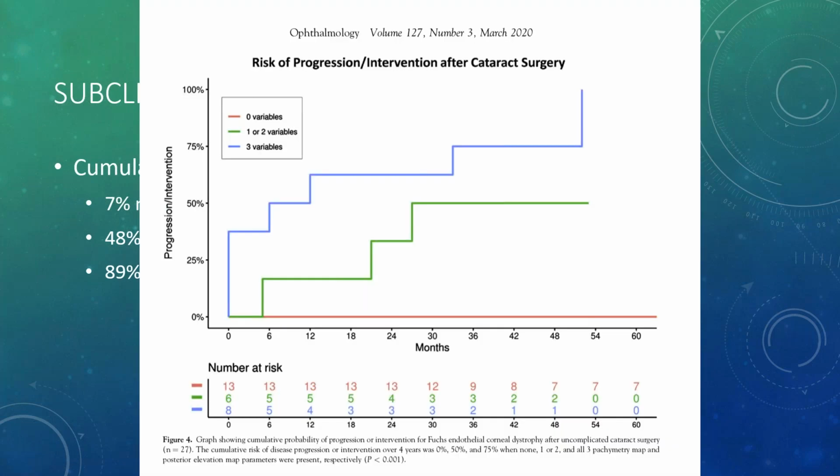So this is a graph showing just that. If you look at the red line, this is the 0 variables. So obviously none of those developed edema. The green line at 48 months, 50% of those with one or two of those variables positive had swelling. The blue line at 4 years, 75%, and at 5 years, almost all of those patients had swelling.